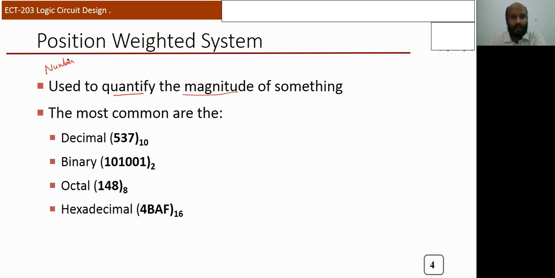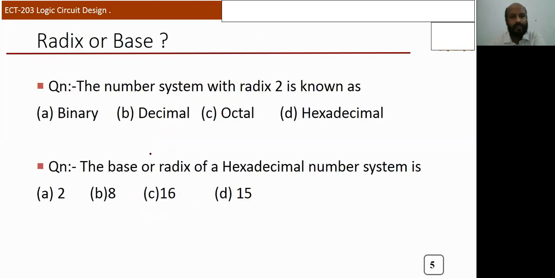And I'll tell you some very commonly used position weighted number systems. One is the decimal number system. Another one is binary, which is again a position weighted number system. Octal is again another position weighted number system. Another one is the hexadecimal number system. Okay, all these number systems are position weighted number systems, and we will discuss each one. And before that, I need to introduce a topic called radix or base.